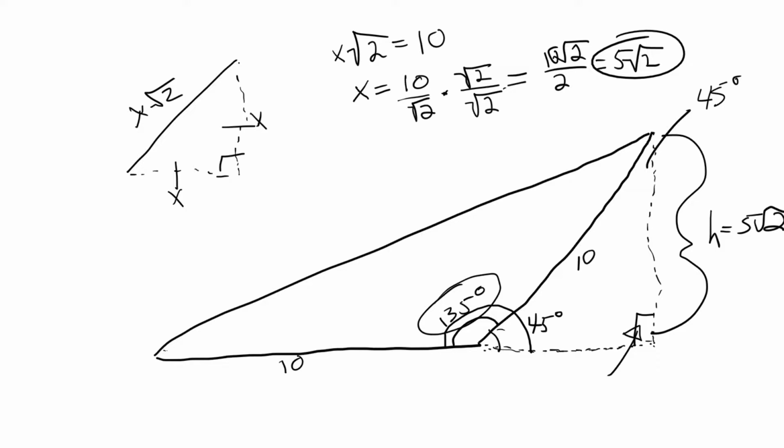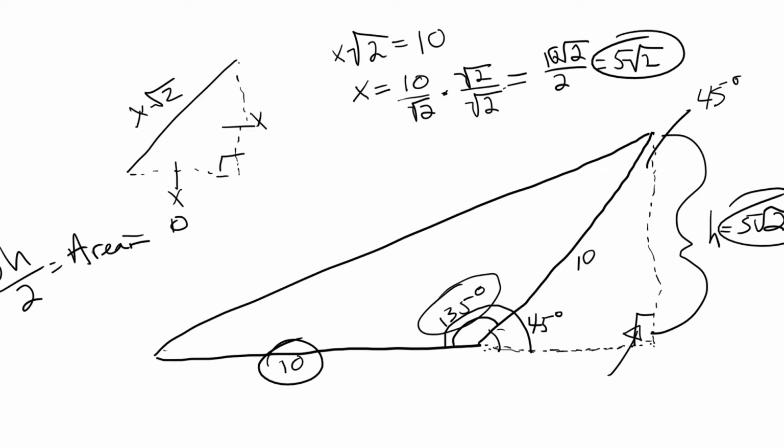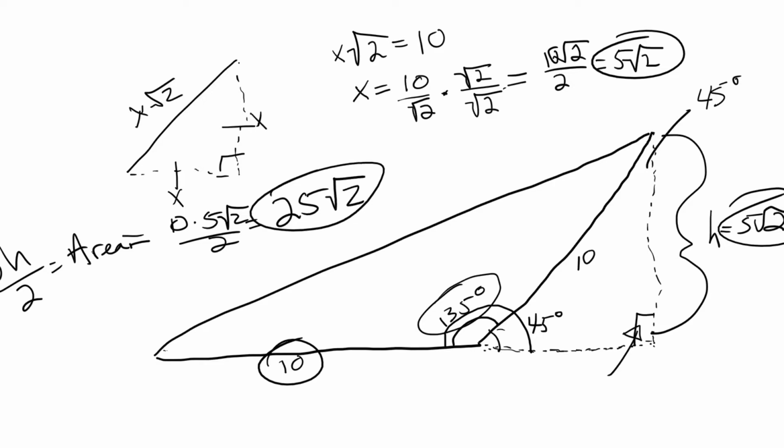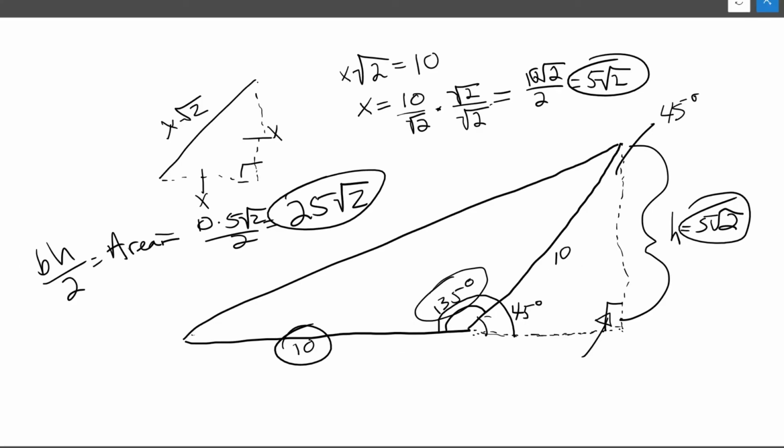I know my original base is equal to 10. And so base times height over 2 is equal to area, meaning the area is equal to 10 times 5 root 2 over 2, which is equal to 25 root 2, and which means that our answer choice here was E. And that's it.